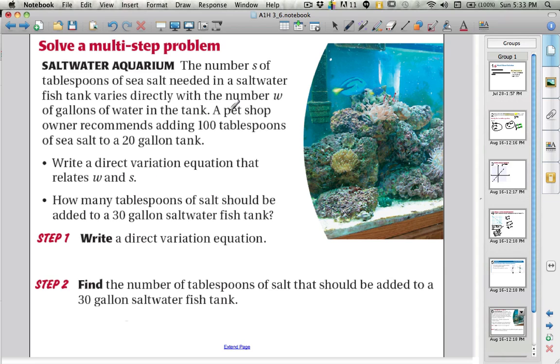Okay, so when W is the number of gallons of water in the tank, we're talking about a 20-gallon tank, so that's going to be 20. And the number S of teaspoons of sea salt, they said, is 100.